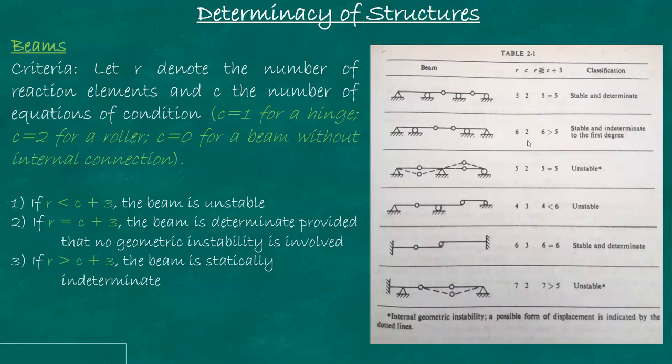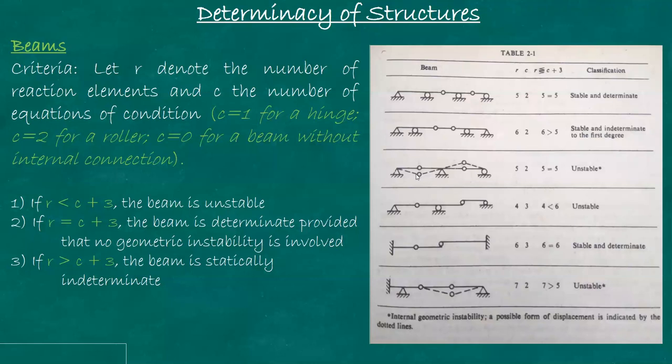Kaduha. Kini, 6 reactions: 2, 3, 4, 5, 6. And then, 2 ka connections. 6 greater than 2 plus 3, 5. Stable. Indeterminate to the first degree. 6 minus 5, first degree.